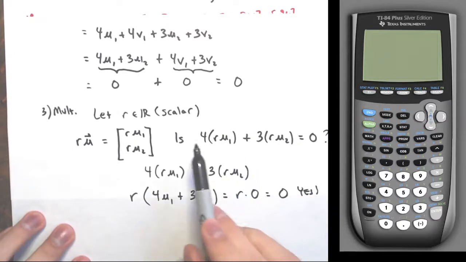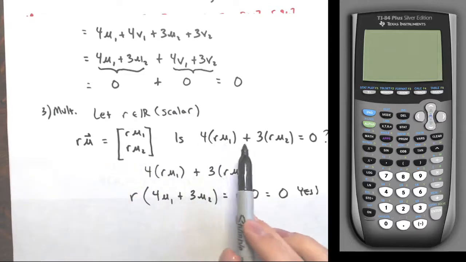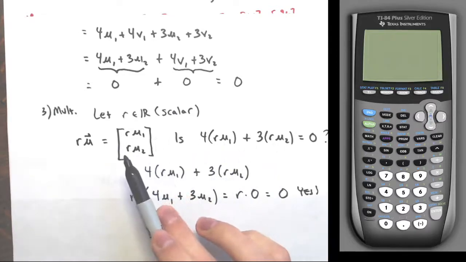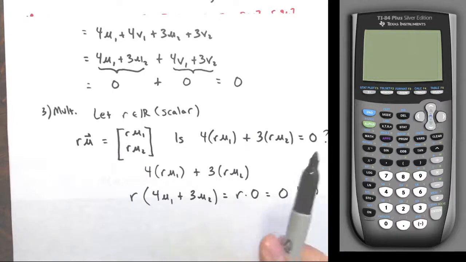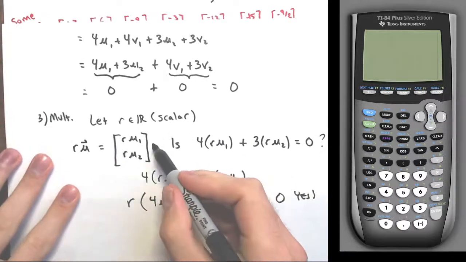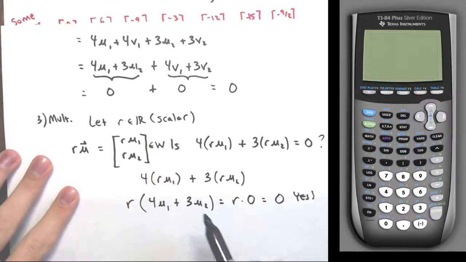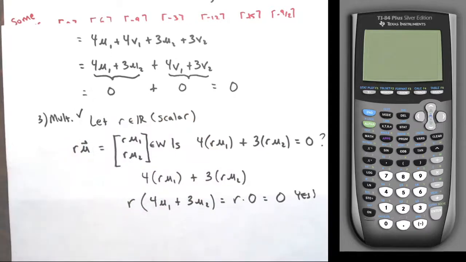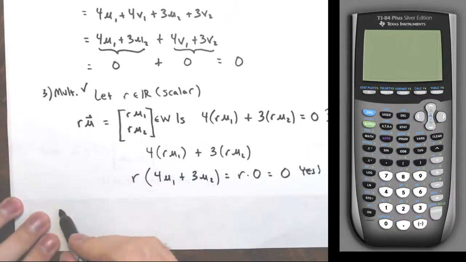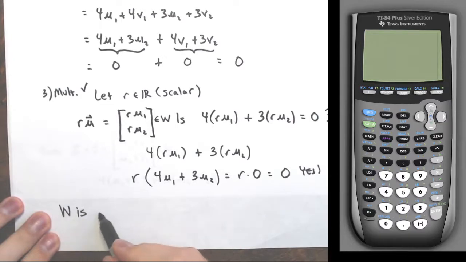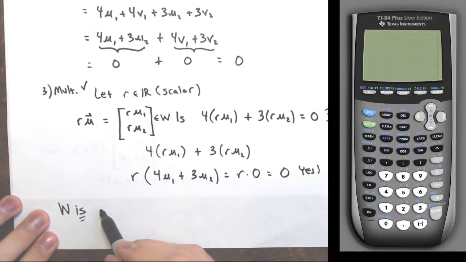This 4 times the first component of the scalar multiple plus 3 times the second component of the scalar multiple is indeed equal to 0. So the scalar multiple does belong to W. So check on that. So all three properties hold. This set is non-empty. It's closed under vector addition, closed under scalar multiplication. So W is a subspace of R2.